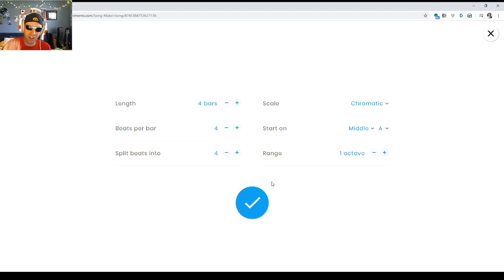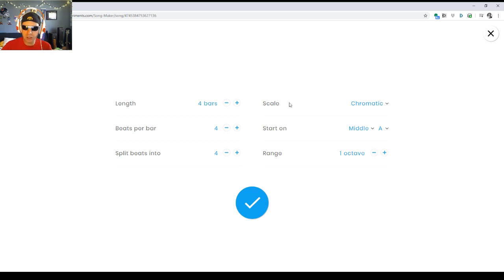There's always the first thunk at the beginning. I love that when you open the settings. It's 4 bars long, 4 beats per bar, but the beats are split into 4 segments. So if you were writing this out in traditional Western music notation, each beat would be cut up into 4 16th notes. 1-e-and-a, 2-e-and-a, 3-e-and-a, 4-e-and-a.